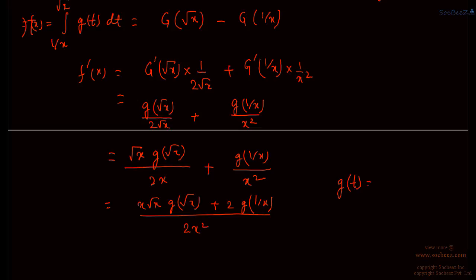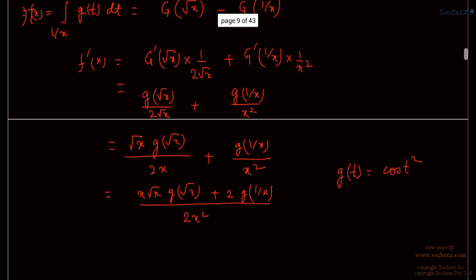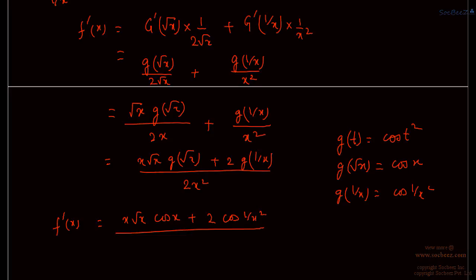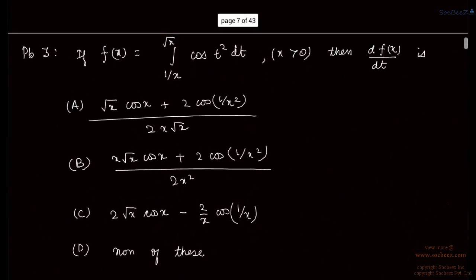Now we have g(t) as cos t square. Just substituting the values, g of root x must be cos x and g of 1 by x must be cos 1 by x square. So substituting these values, we get f dash x as x root x cos x plus 2 cos 1 upon x square, upon 2x square, right? So from here we have option B as our correct one.